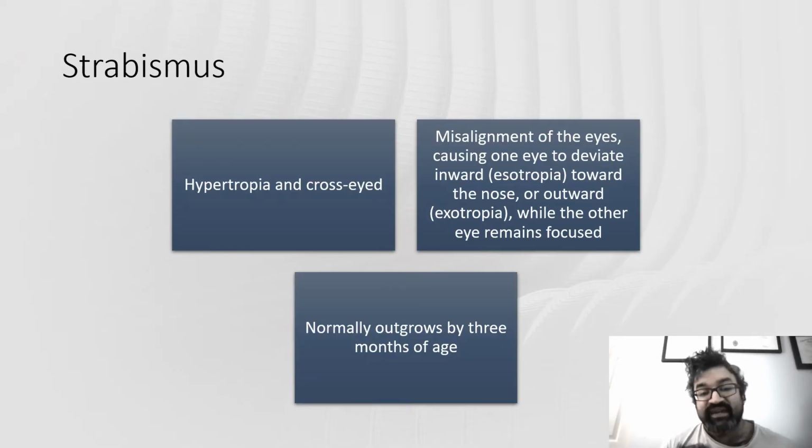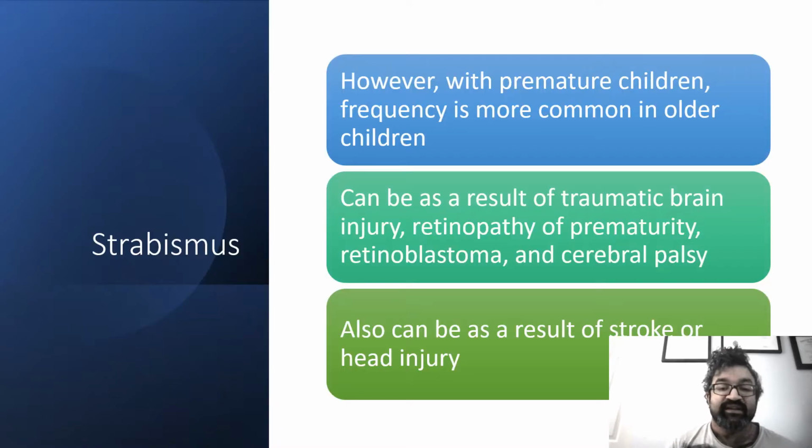So strabismus, on the other hand, is hypertropia and cross-eyed. It is misalignment of the eyes causing one eye to deviate inward, which is called esotropia, toward the nose, or outward. So inward is esotropia, outward is exotropia, while the other eye remains focused. Normally, this is outgrown by 3 months of age, even if the baby has it. But I've seen it actually go on for further time.